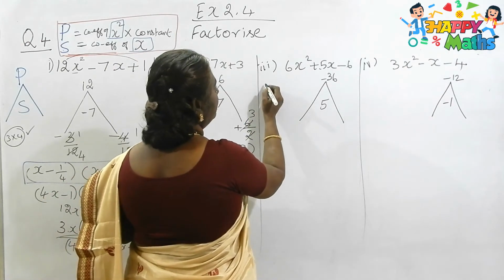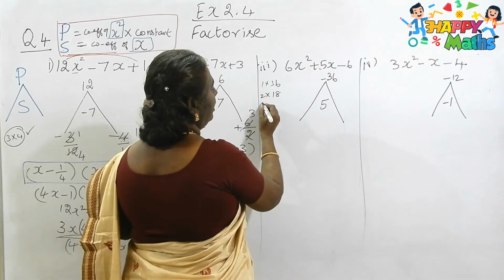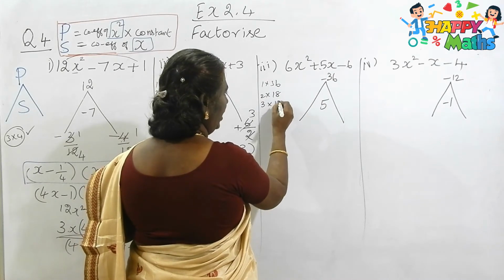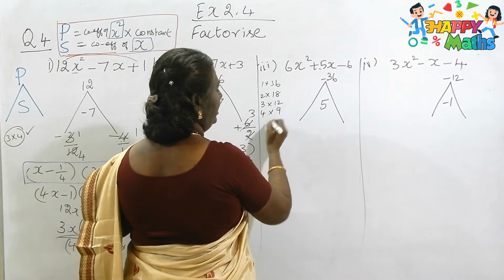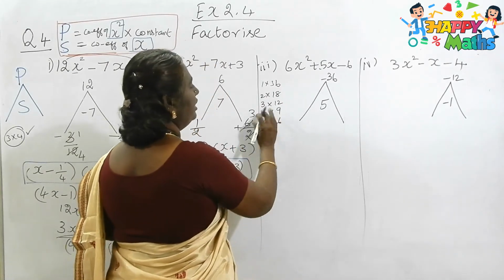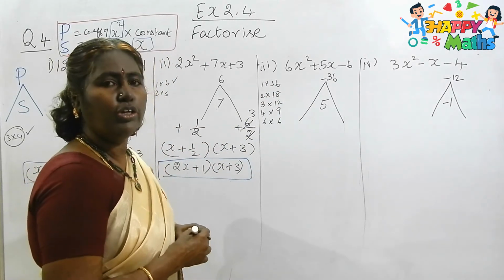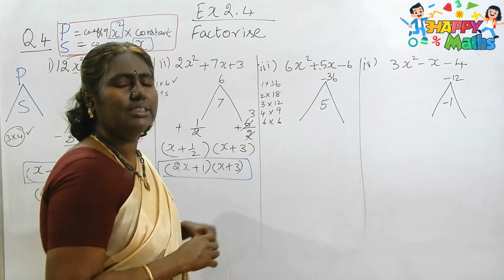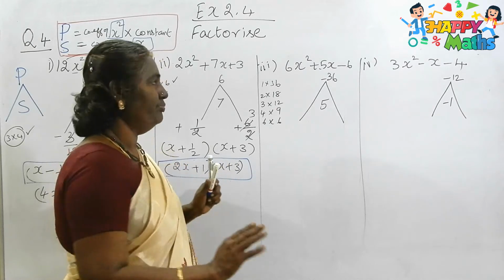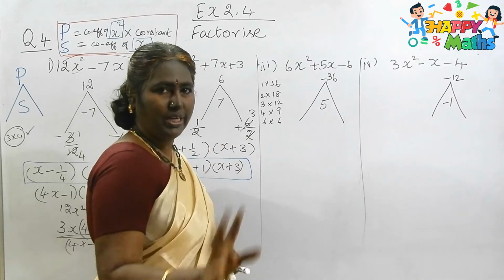So let me write it here. 1 into 36, and then 2 into 18, and then in 3 table will it go? Yes, definitely. 3 into 12 and then 4 into 9. Then what? 6 into 6. After that it will be reverse only, so you need not write further. What you have to think? How you have to think? Just listen very carefully, children. Let me repeat once again. The product is 6 6s are minus 36. I think this is very clear for you.